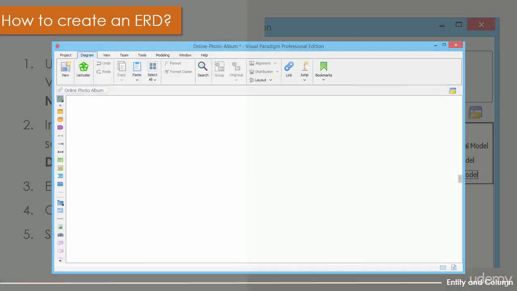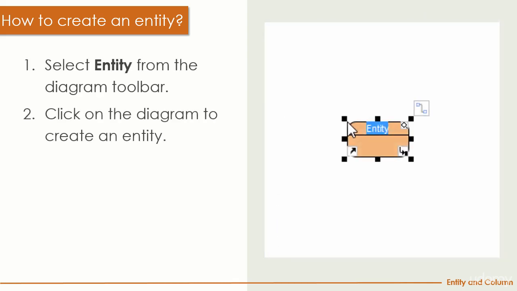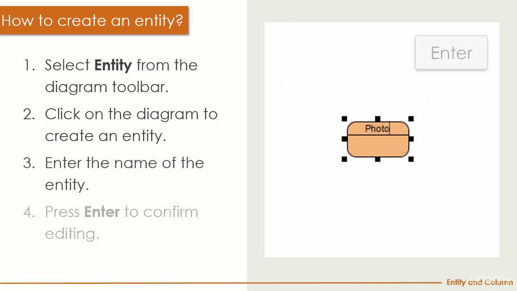Then we move on to talk about how to create the entity. Creating an entity is also very simple. You just need to select the entity from the toolbar, create it on the diagram, and give it a name, etc. You just hit enter to confirm, so it's easy. Again, if you have questions about drawing the diagram, please refer to the Visual Paradigm Essential Training course.